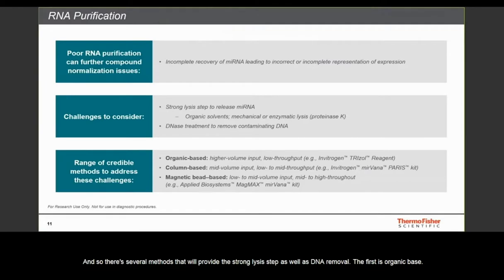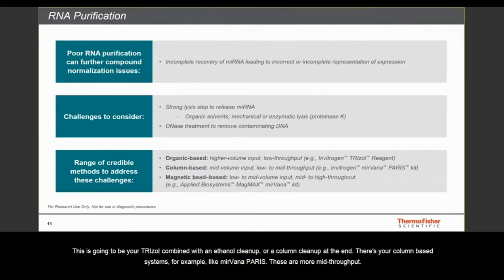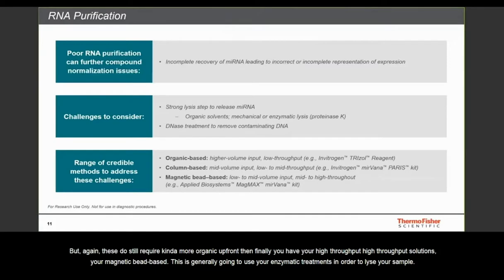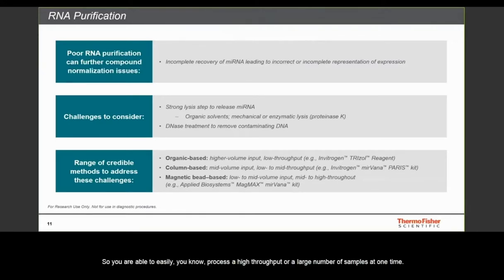There are several methods that will provide the strong lysis step as well as DNA removal. The first is your organic base. This is going to be your Trizol combined with an ethanol cleanup or a column cleanup at the end. There are column-based systems, for example, like the mirVana PARIS. These are more mid-throughput, but again, these still require more organic upfront. Then finally, you have your high-throughput solutions, your magnetic bead-based. This generally uses enzymatic treatments in order to lyse your sample, so you are able to easily process a large number of samples at one time.